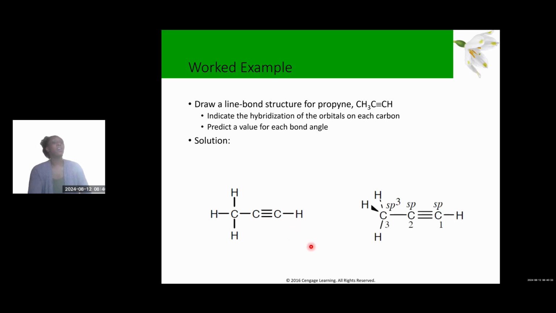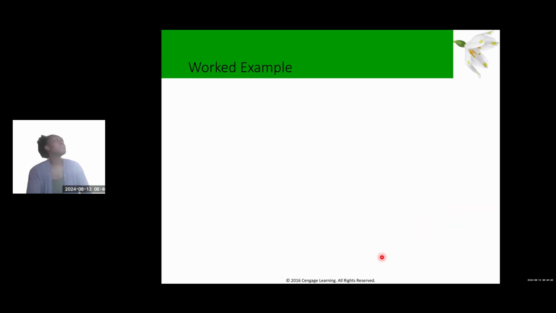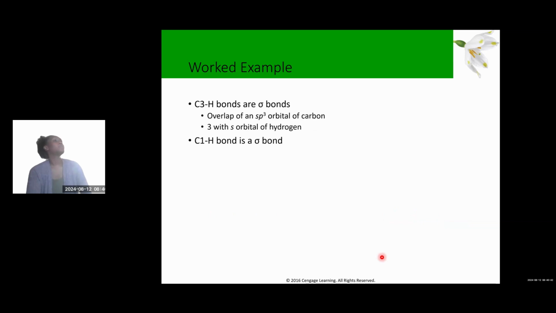So let's look at this again. So you have sp3, sp, and sp, and all of these hydrogens again are 1s's. So let's look at the summary of all of that.